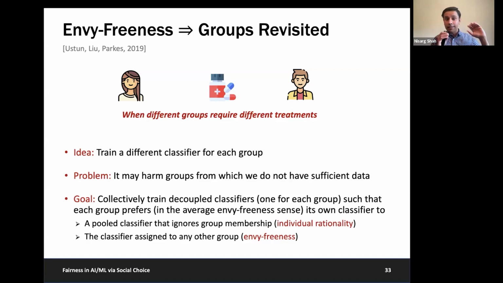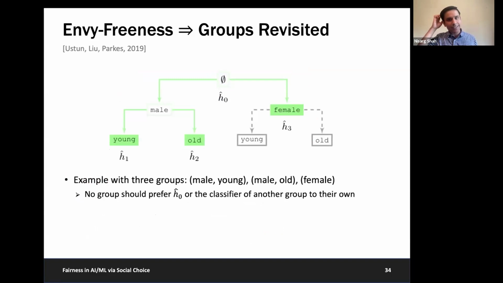One is that the separate classifier that each group gets should be at least as good for that group as the overall or pooled classifier that you can train that applies to all the groups, which ignores the group membership. The other is that the separate classifier that each group gets should be preferable to that group at least as much as the classifier that any other group gets, which is the NV-freeness constraint. For example, if you have these three groups that you care about, let's say young males, old males, and just females, where you don't distinguish between young and old, perhaps because you don't have a lot of data, then you train one classifier globally, as well as one classifier for each of the three groups, and each group should prefer their own classifier to both the global classifier as well as the classifier of any other group.